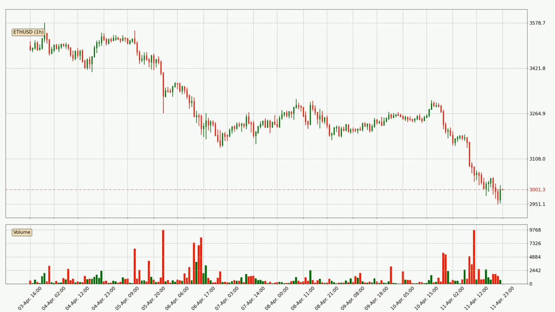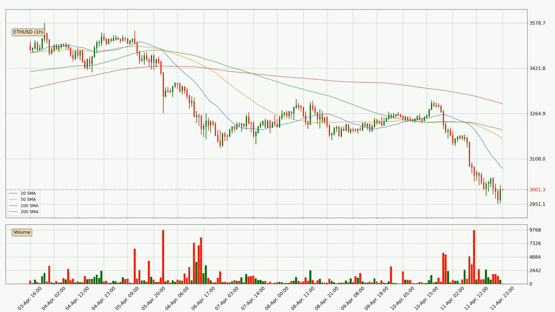Looking at the Ethereum hourly time frame, the price moved quickly to the downside with around 6.3% in the last 24 hours, with a current price of 3,001. The volume was also high, showing that this move was strong and the sellers are taking over.